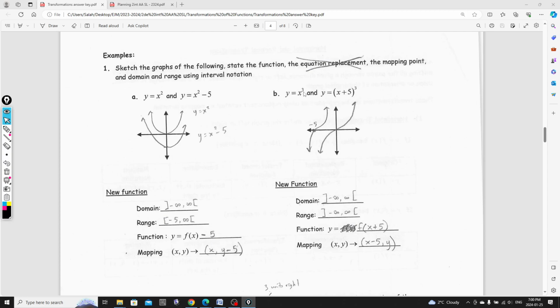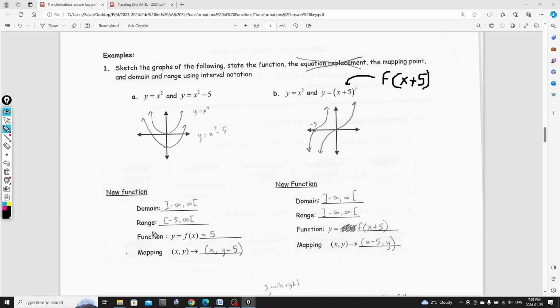This guy right here is y equals x cubed. Now, if I replace x with x plus 5, what I'm doing here is going f of, and replacing x with x plus 5. That's what's happening here. So when I look at that, we remember that horizontal translations are actually the opposite of what they appear. So this is not 5 units to the right, it's 5 units to the left. And that's why I get this graph right here.